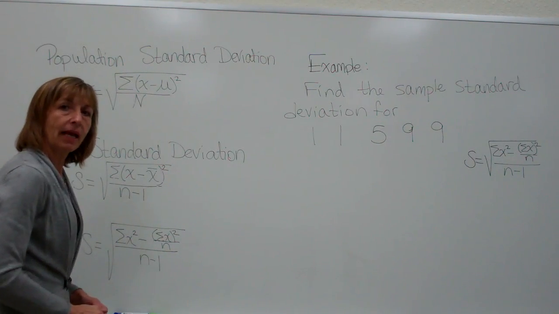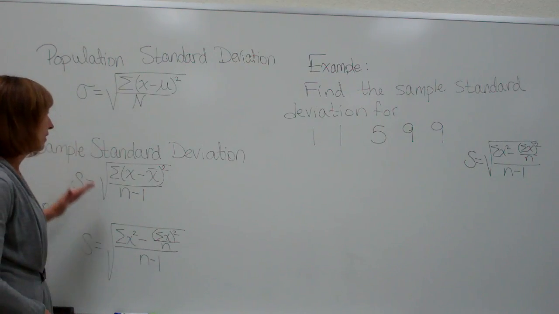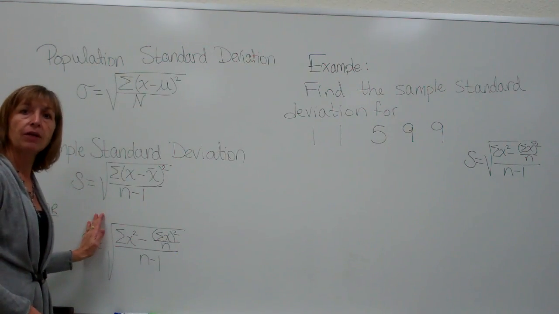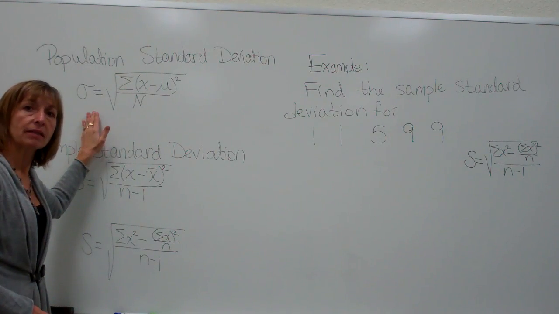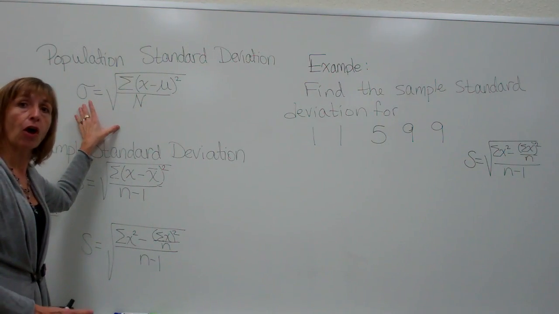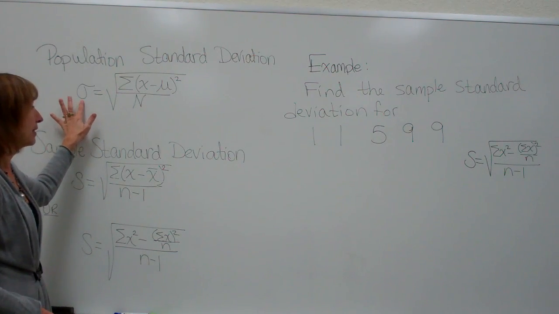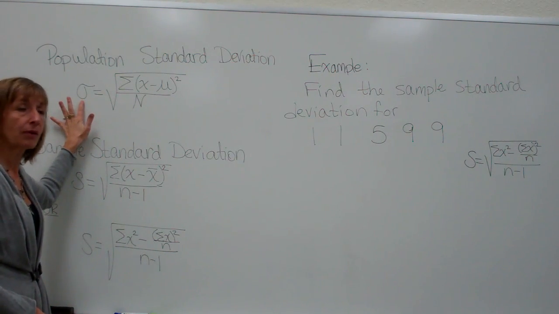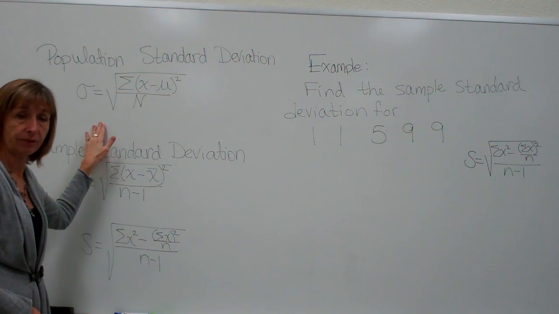In the last segment, I talked about the difference between the population standard deviation and the sample standard deviation. Remember, the population standard deviation is a parameter because it's calculated using all of the data from the entire population, and we designate it with Greek letters. So the Greek letter sigma is how we designate the population standard deviation.